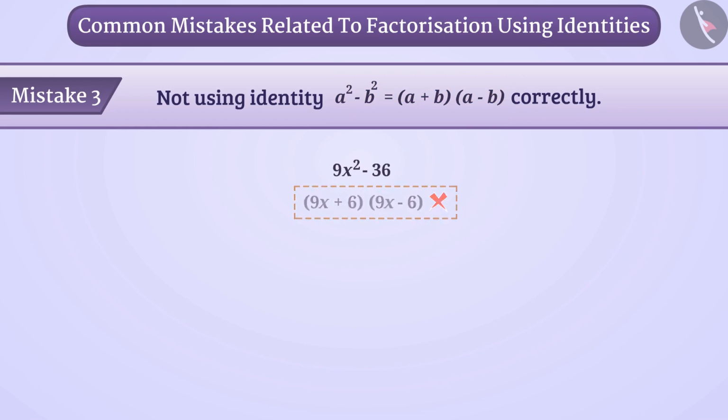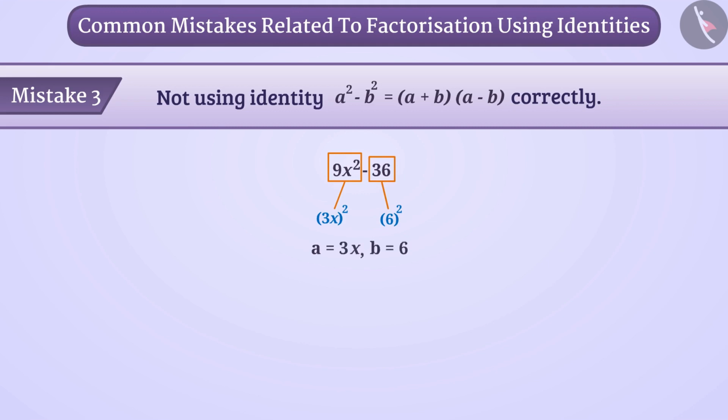Keep in mind that the first term here is 9x square, which is the square of the term 3x. Similarly, the number 36 is the square of 6. In this way, a is equal to 3x and b is equal to 6. So, the correct factorization will be (3x plus 6) into bracket (3x minus 6).